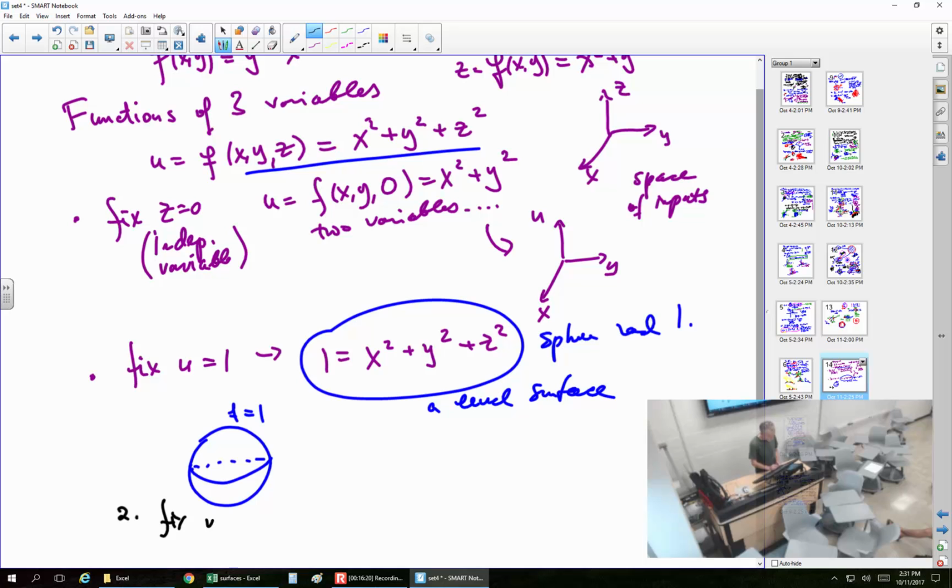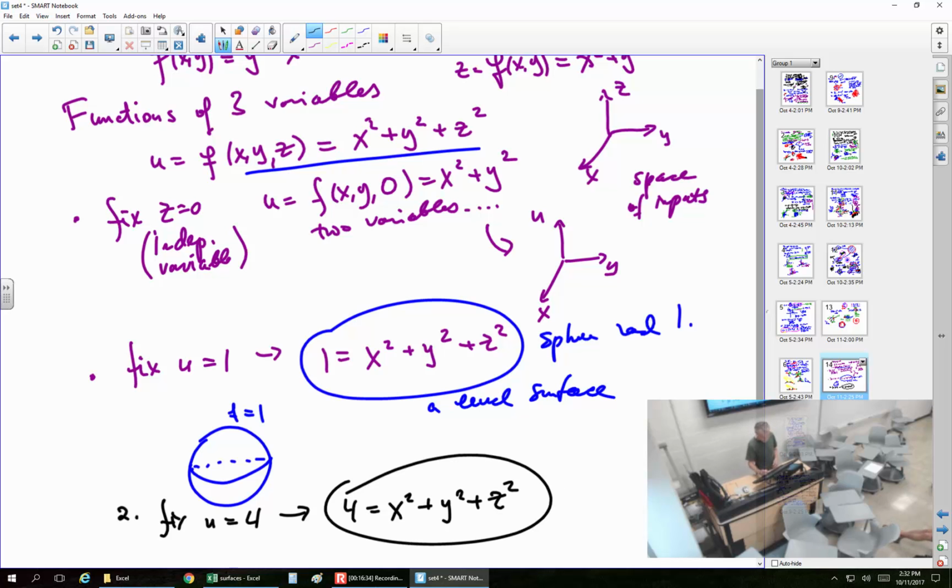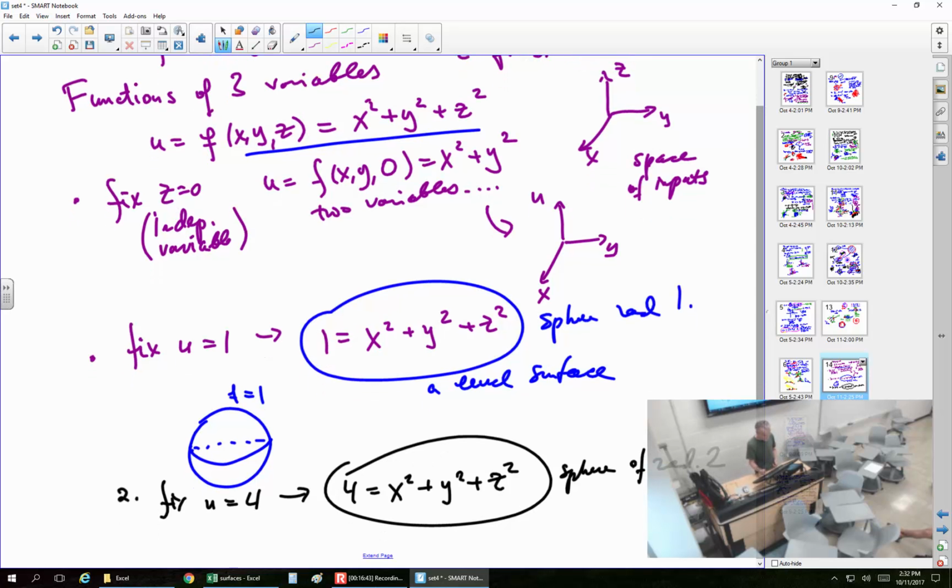We still fix u, but this time we pick a different one, say how about 4? Then I have 4 equals x squared plus y squared plus z squared, which is what? Well, radius 2. So I could try to plot it separately, or I could plot it on top of this one. It's a little bit of a challenge, but I'll try.